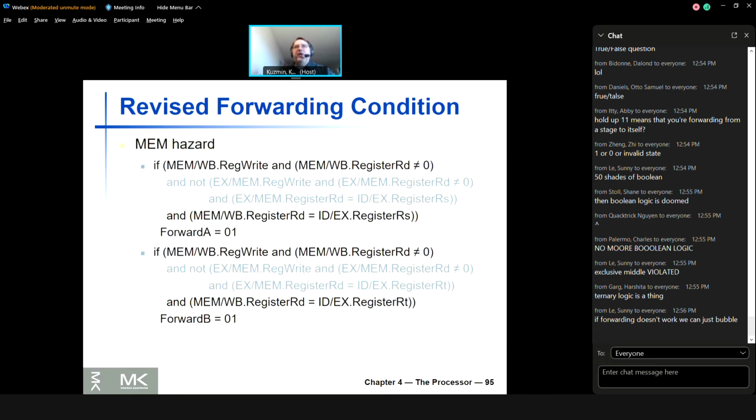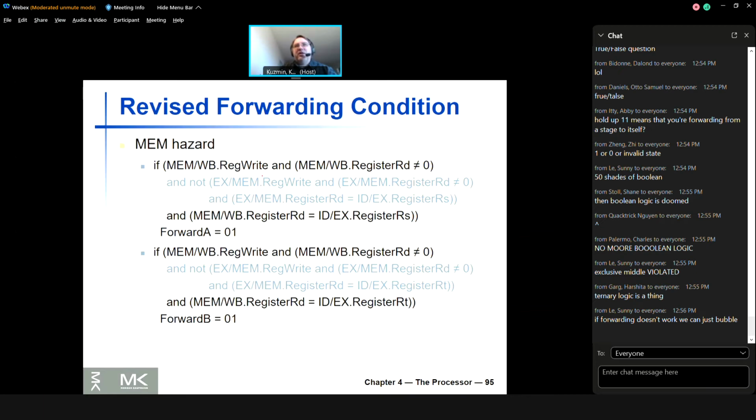So here we are, a revised forwarding condition. This is what you probably want to put on your crib sheet. But you should be able to reconstruct it from just the logic of everything that we discussed, right? All the pieces brought together.